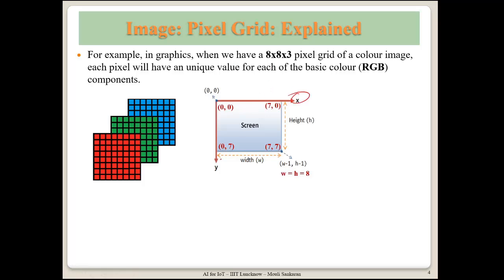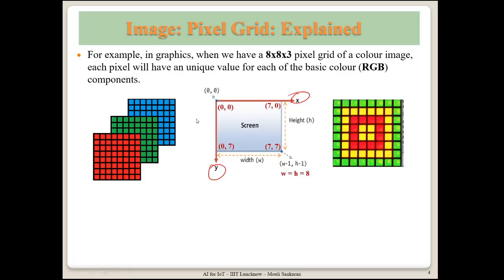This is X and this is Y. For our NumPy case, we will call this axis 0 and axis 1, that we will see later. Now this is the image, 8 by 8. Now you can see that these pixels have only the red value, which is FF, and green and blue are zeros. That's why you see red here.